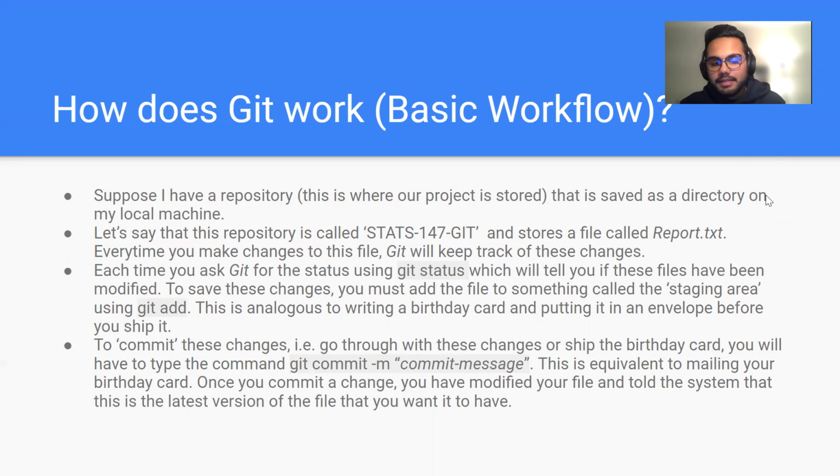Now, to save these changes, Git has something called a staging area, right? So essentially, you've made these changes. Well, now you want to save the changes. And that's done by adding your files or adding everything in your file directory to the staging area.